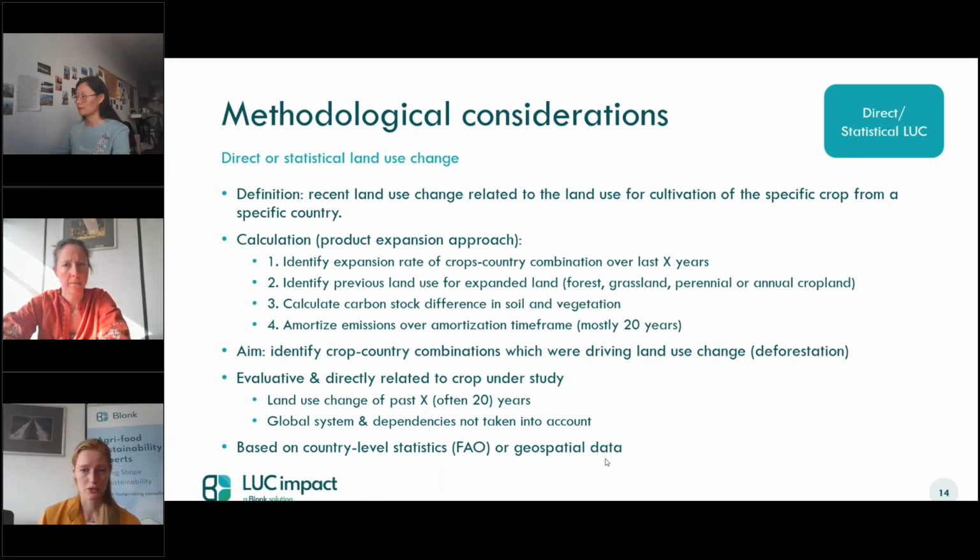You could also use geospatial data for this. So especially if you're looking at direct land use change, then you're going to calculate the conversions specifically for your plot. And then you can use satellite data or other geospatial information to look back into your responsibility window. So look back those 20 years to see which conversions took place, and then calculate the carbon stock differences based on that.